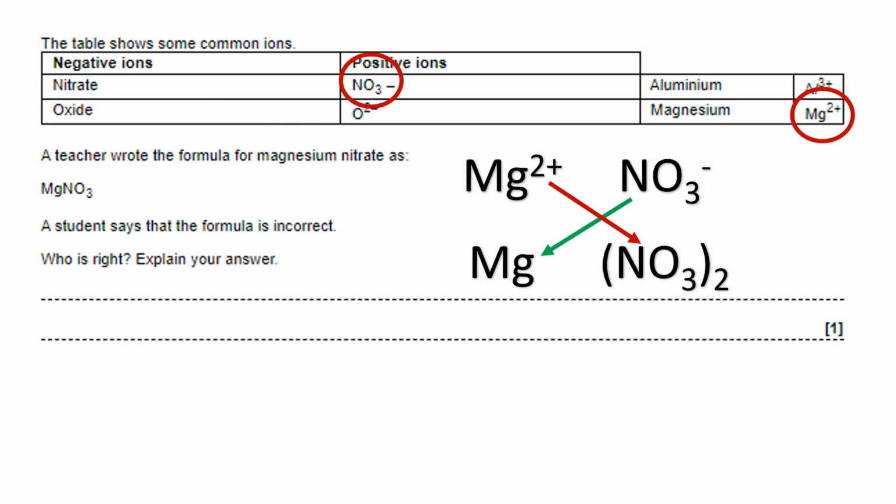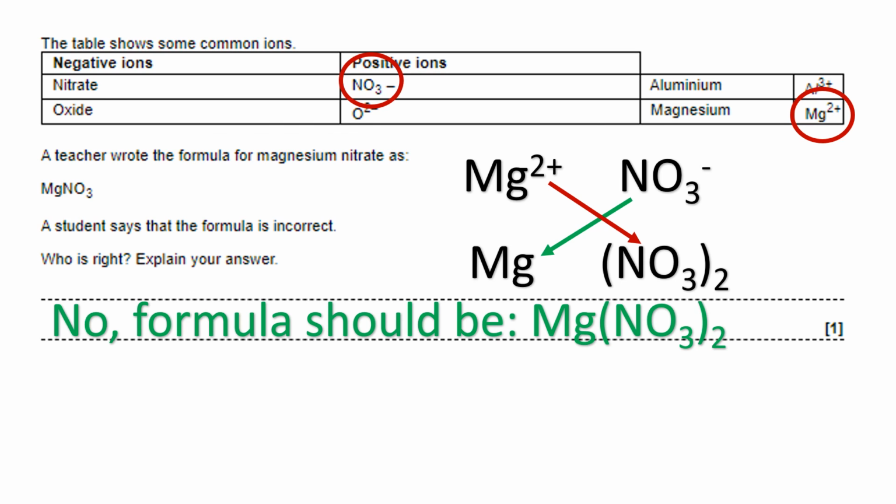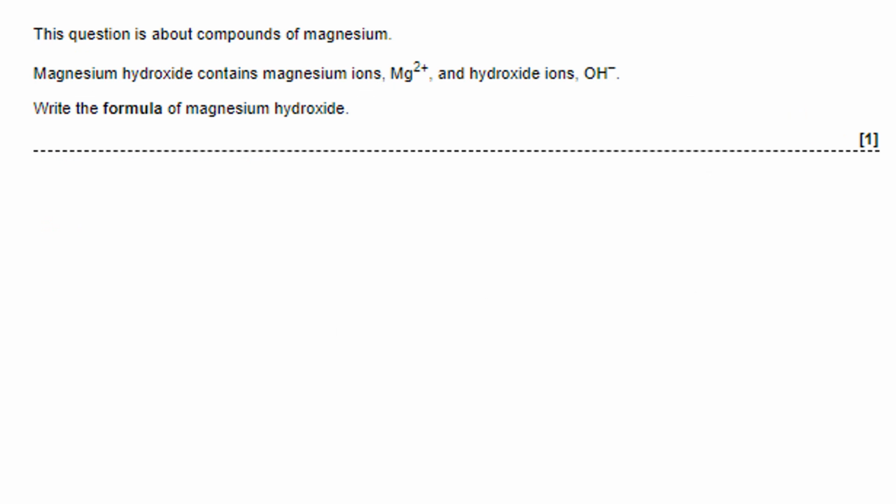So the question was, who's right? Well, is the teacher right? Well, the teacher's not right. The student is correct. The formula should be Mg brackets NO3 2. Okay, and that will be the correct answer.